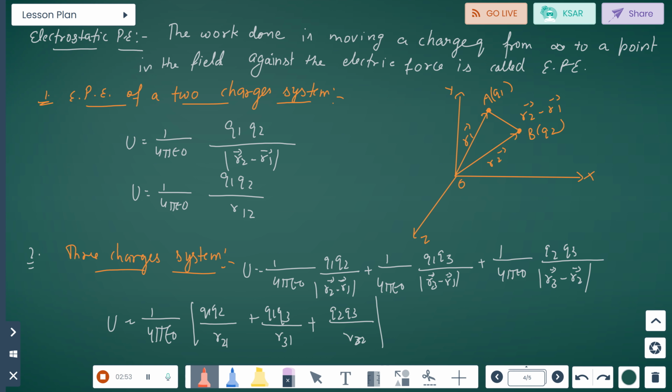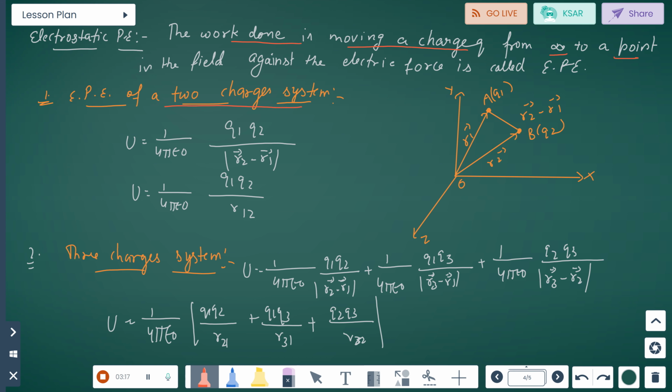Now electrostatic potential energy. The work done in moving a charge Q from infinity to that point in the field against the electric force is called electrostatic potential energy. First, of a two charge system.